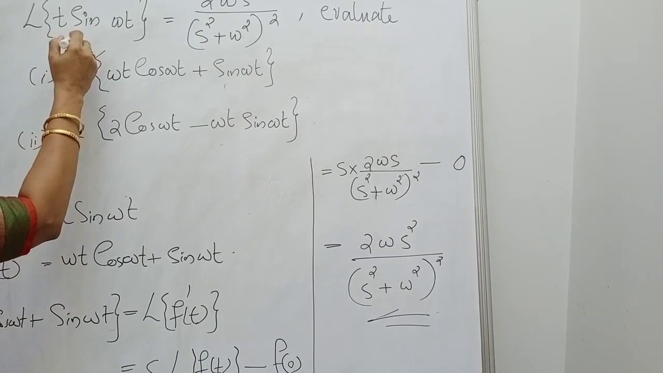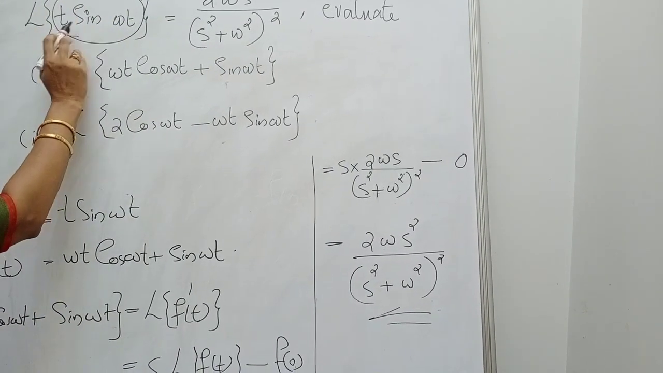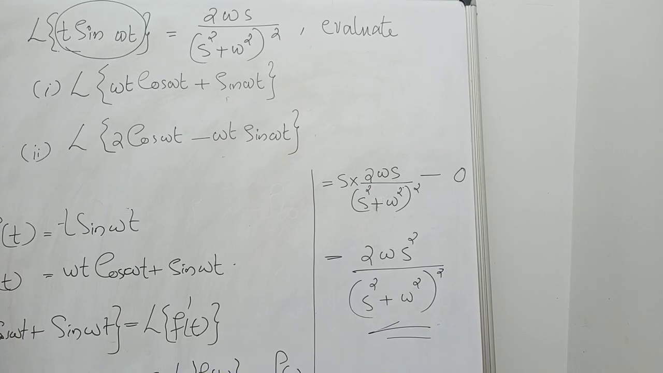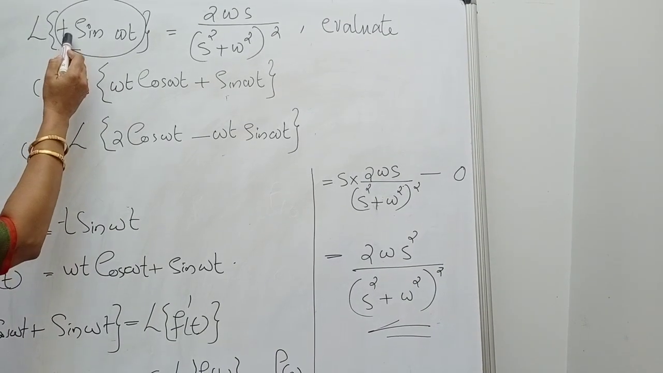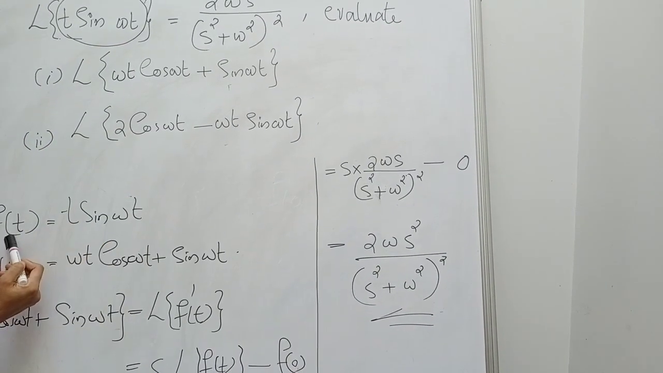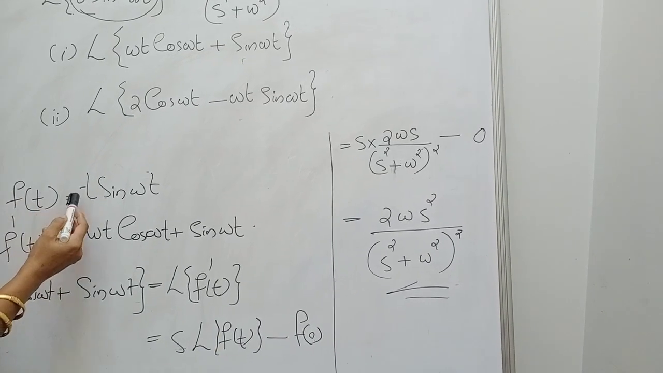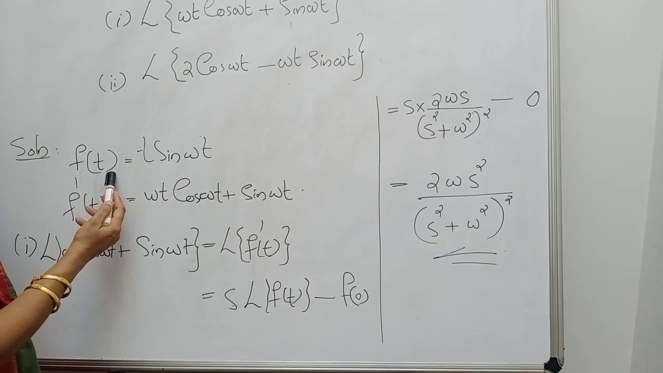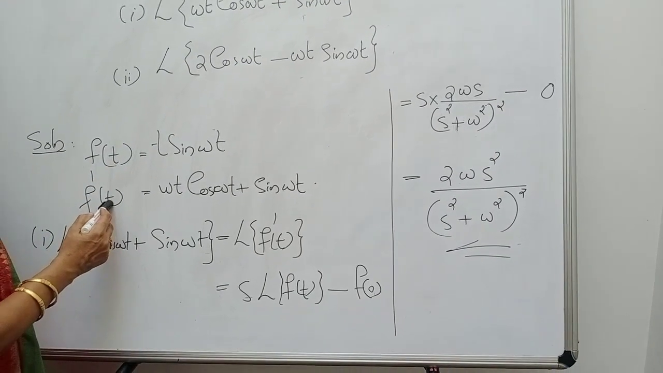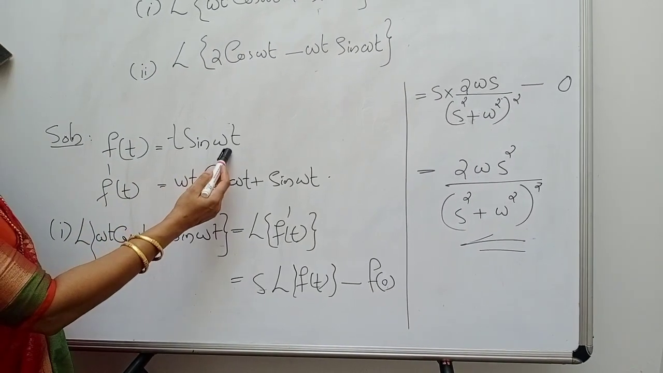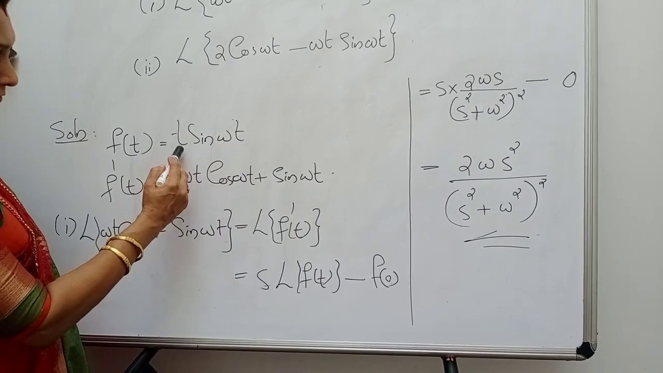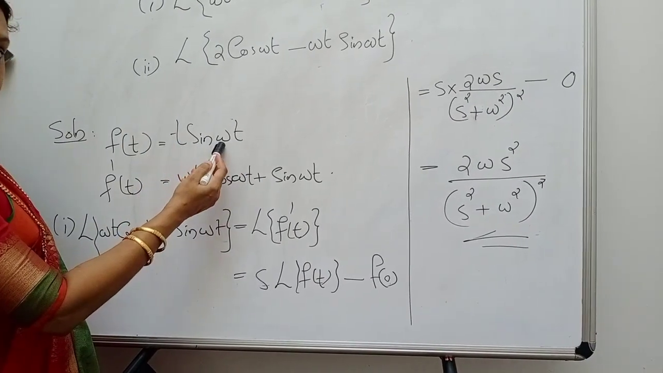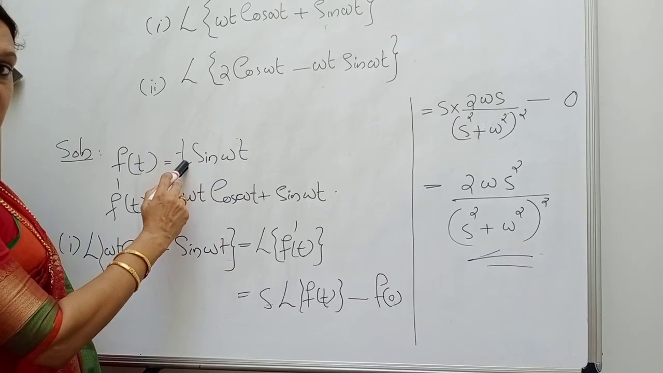We are naming the given function L of t sin omega t. Here you put t sin omega t as f of t. And you see what is happening when you are taking the derivative of this function. f dash t is equal to, you can find the derivative by using product rule: first function into derivative of second plus second into derivative of first.